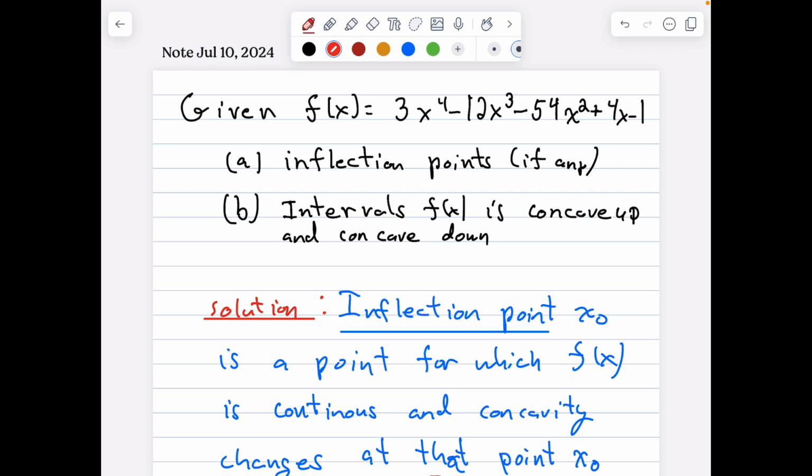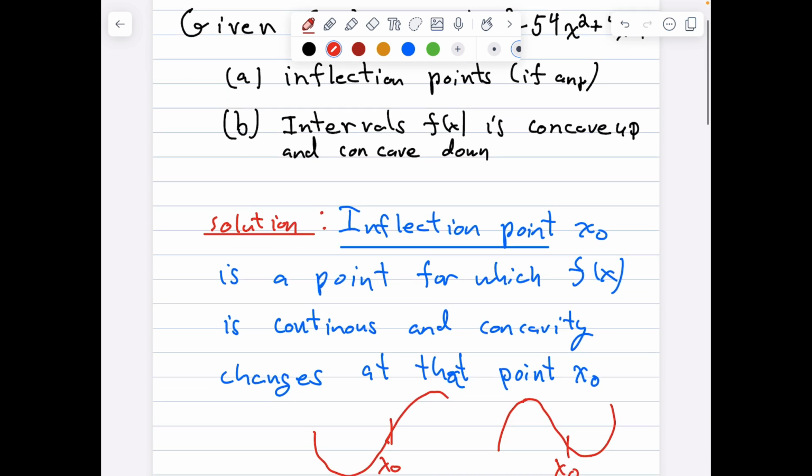All right, hello everyone. So today we're working with a calculus 1 problem. We have a polynomial f of x equals 3x to the fourth minus 12x cubed minus 54x squared plus 4x minus 1. We're asked two things: to get the inflection points, if any, and the intervals where f of x is concave up and/or concave down. So let's recall what an inflection point is.